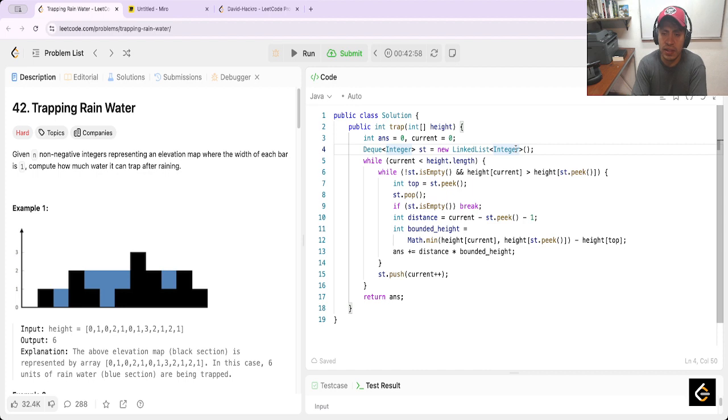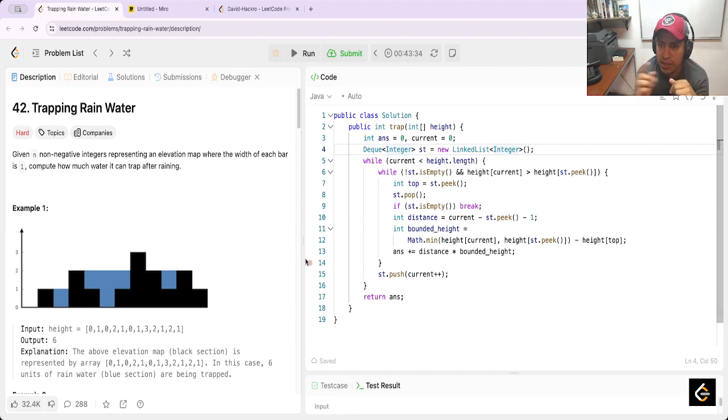Okay, we have answer and current. We add the queue. Meanwhile, current is less than the height, basically for each bit of traversal over all the elements, while the stack is not empty, and well, it's a monotonic stack basically here, and the height at current is greater than the previous.